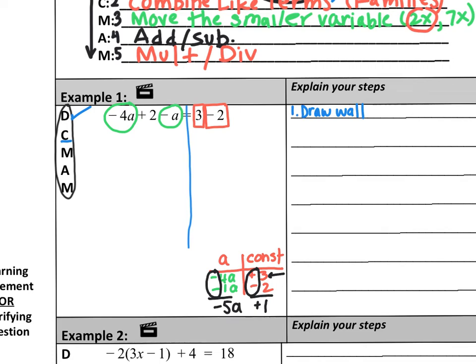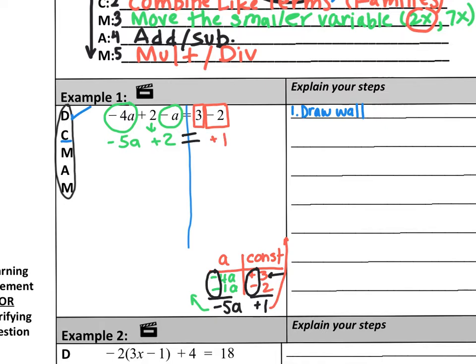So now all I have to do is go back up to the top, and I can write all of this information in. So on the left-hand side, I have my A family, so I'm going to put that over here. Now I have negative 5a, and I'm still going to bring this down, plus 2. And on my right-hand side, I solved that, and I got positive 1. So I put those families together, and I got positive 1.